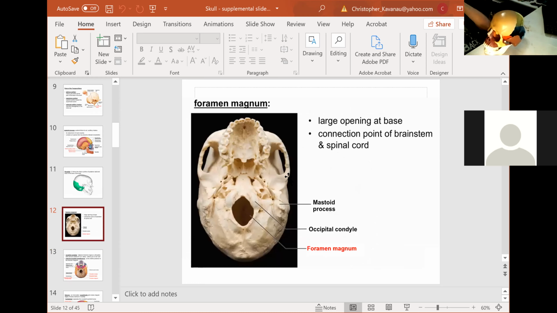Okay, one very distinct feature of the occipital bone, so we're going to turn it inferiorly here, is this hole called the foramen magnum. So foramen means hole, and magnum means big. So it's a big hole, and as you might have guessed, your spinal cord comes up through there. Okay. All right, any questions? Okay.